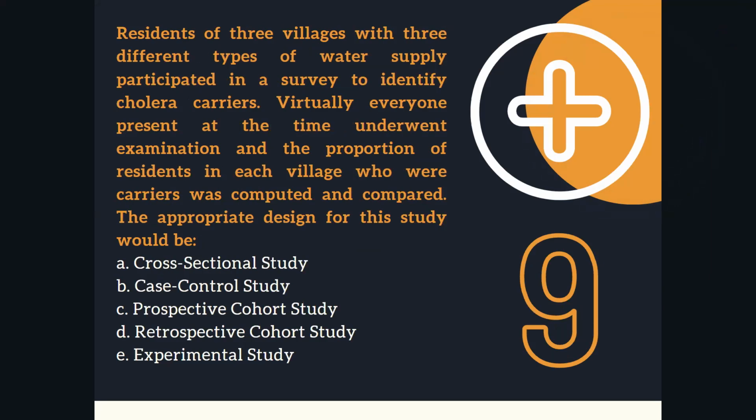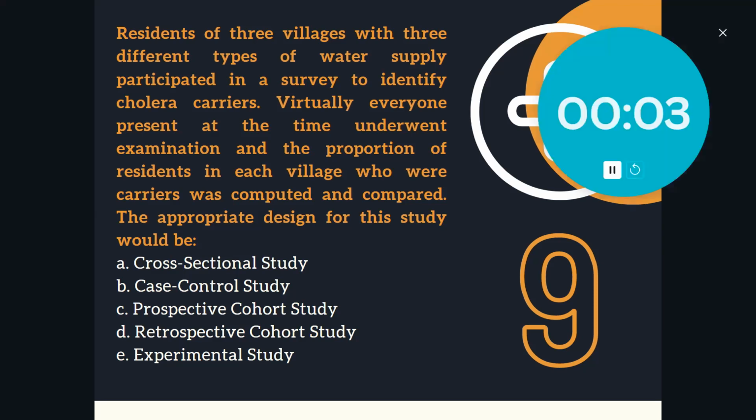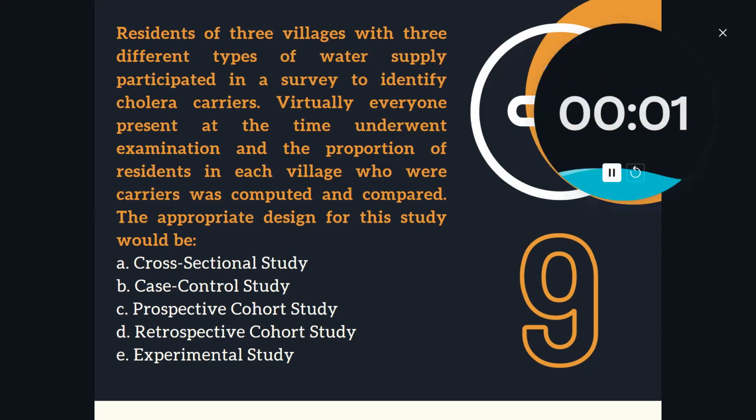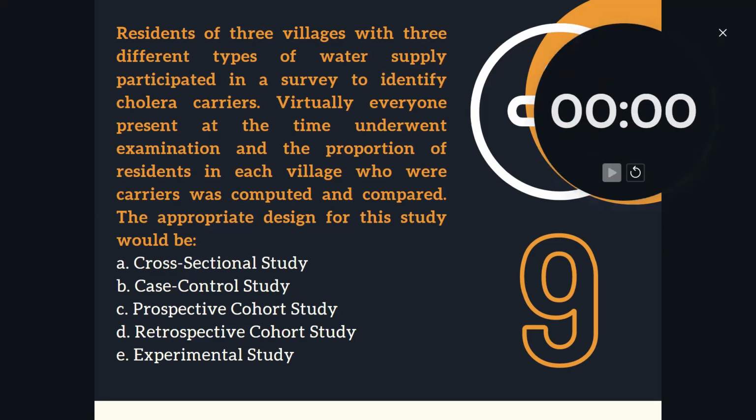Residents of 3 villages with 3 different types of water supply participated in a survey to identify cholera carriers. Virtually everyone present at the time underwent examination, and the proportion of residents in each village who were carriers was computed and compared. The appropriate design for this study would be A, cross-sectional study, B, case control study, C, prospective cohort study, D, retrospective cohort study, and E, experimental study. A, cross-sectional study. Yes, the answer is A.